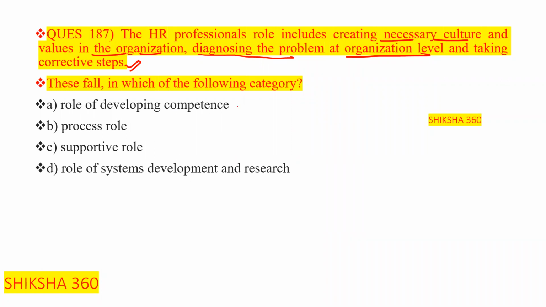Option A is the role of developing competence, B is a process role, C is a supportive role, D is a role of system development and research. The correct answer is option B, that is, a process role. This type of question I have already asked in the examination. The correct answer here is option B, the process role.